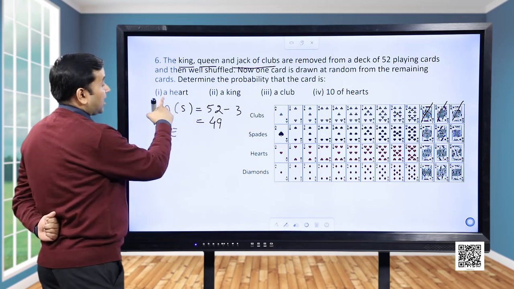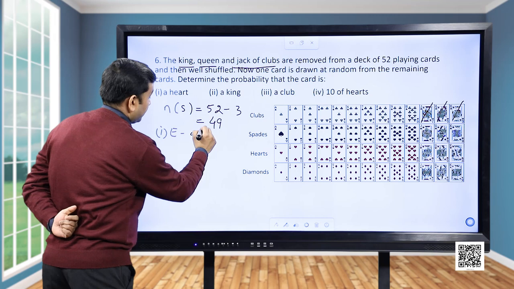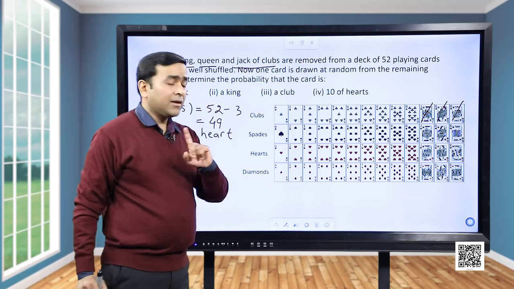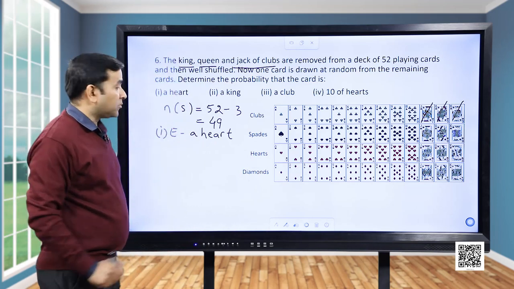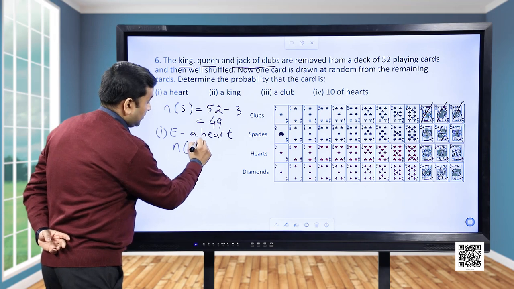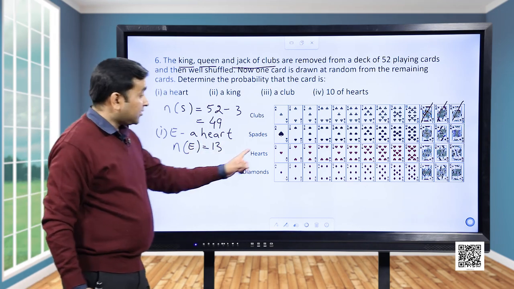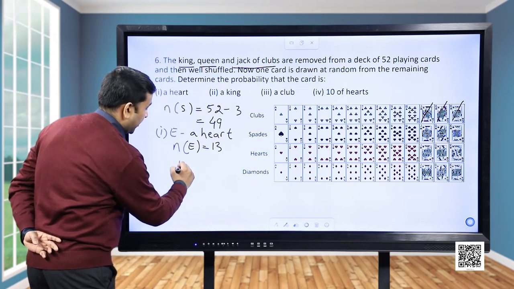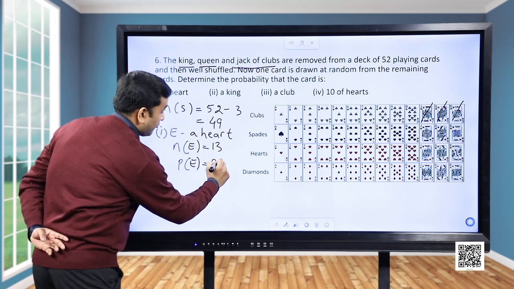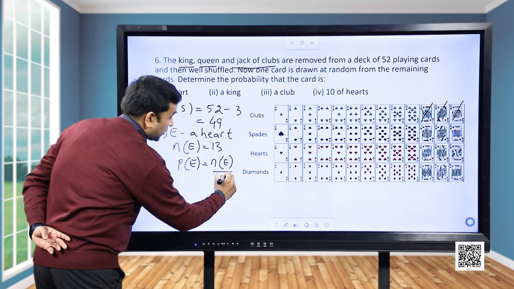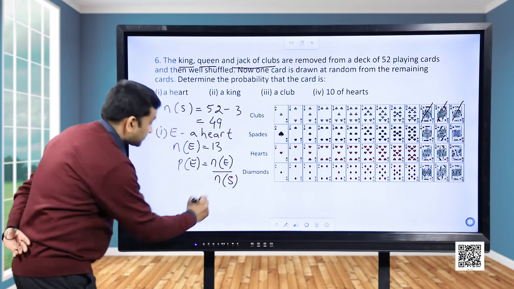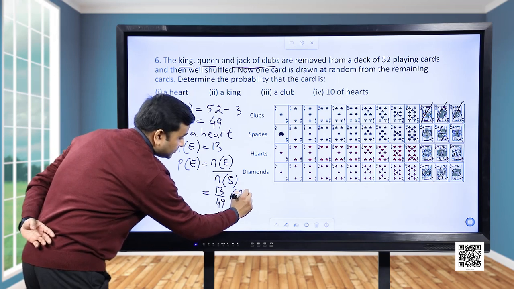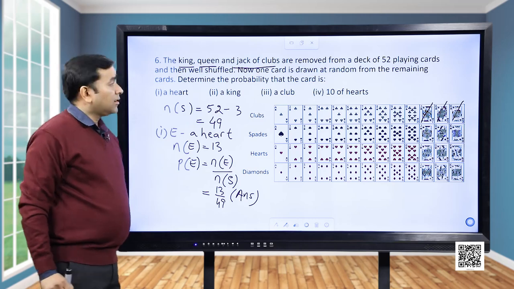E be the event that we have a heart. A heart means we need to have one heart out of these 13 cards. So what are the favorable outcomes? The number of favorable outcomes is 13, since we have 13 cards of hearts and all of the cards are there. So what is the required probability? Number of favorable outcomes upon number of all the possible outcomes, which comes to 13 upon 49. This is your answer. Very easy, right? Let us solve the second part.